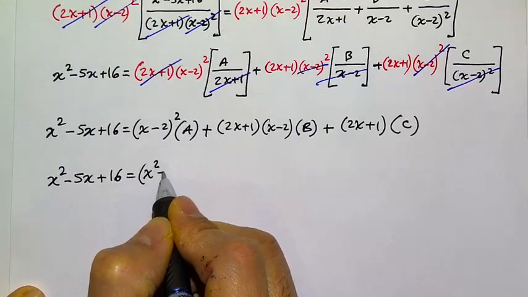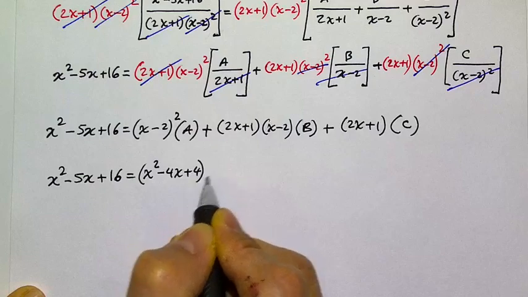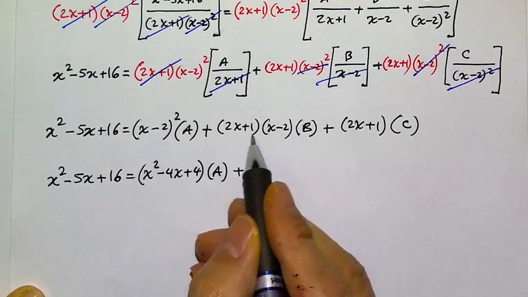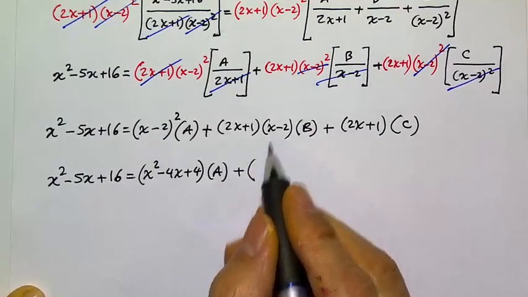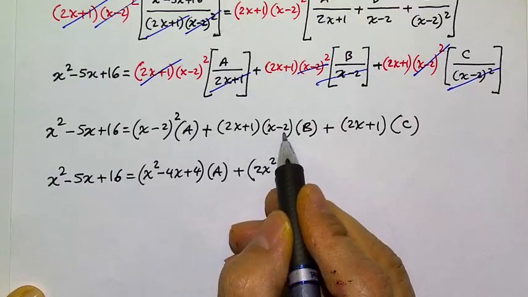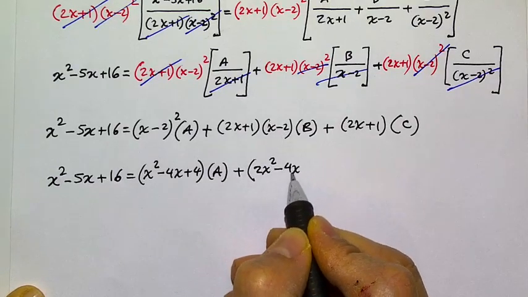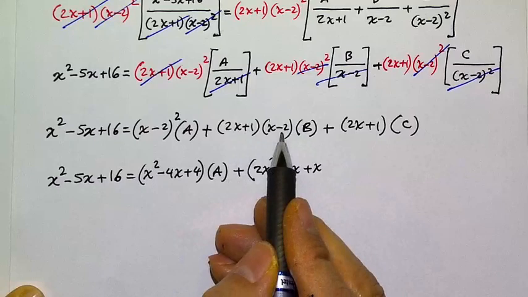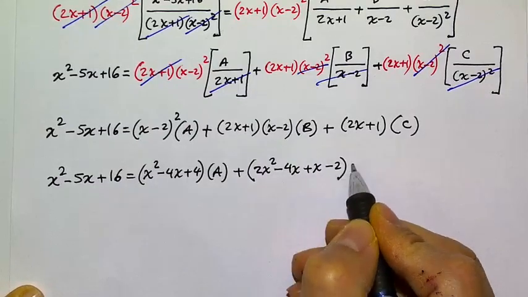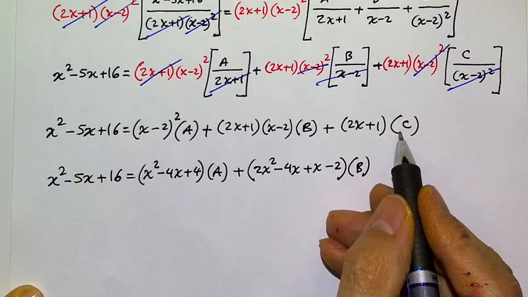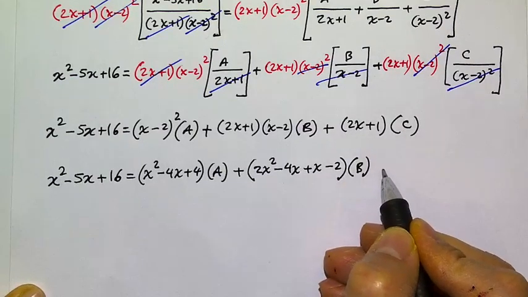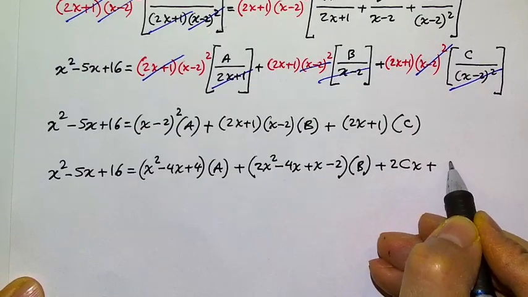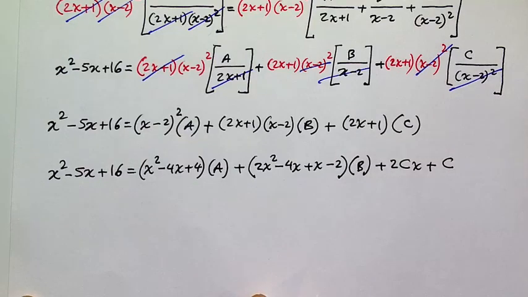We get x squared minus 4x plus 4 times a, right? Plus, let's FOIL these two. What are we going to get? 2x times x, 2x squared. 2x times minus 2, minus 4x. 1 times x, just positive x. 1 times negative 2, minus 2. All of that times b. And here, we can distribute the c into this, right? So we have 2cx plus c. All right.